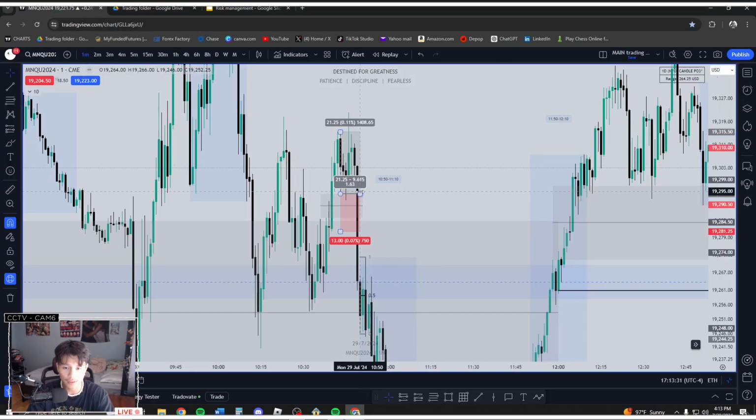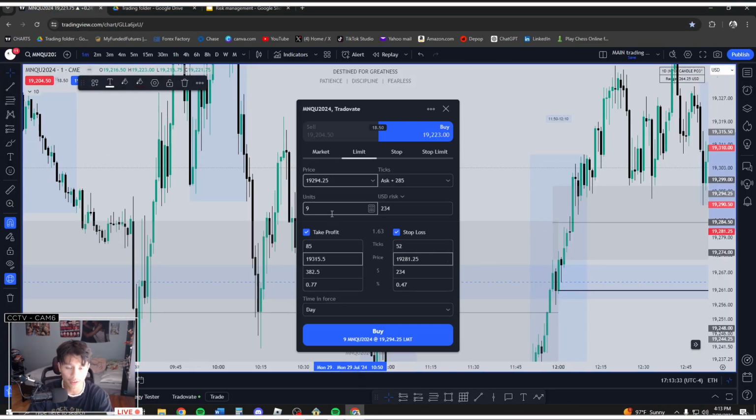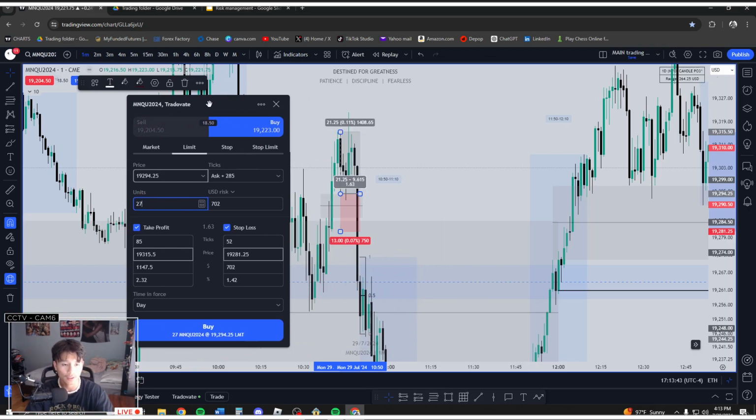So here, let's say I'm going to create a limit order. I'm risking 720 here, and I believe it was 27. Yeah, 27. So I'll be trading with 27 contracts in this particular trade. And my stop loss is 702. My take profit is going to be about 1,150.